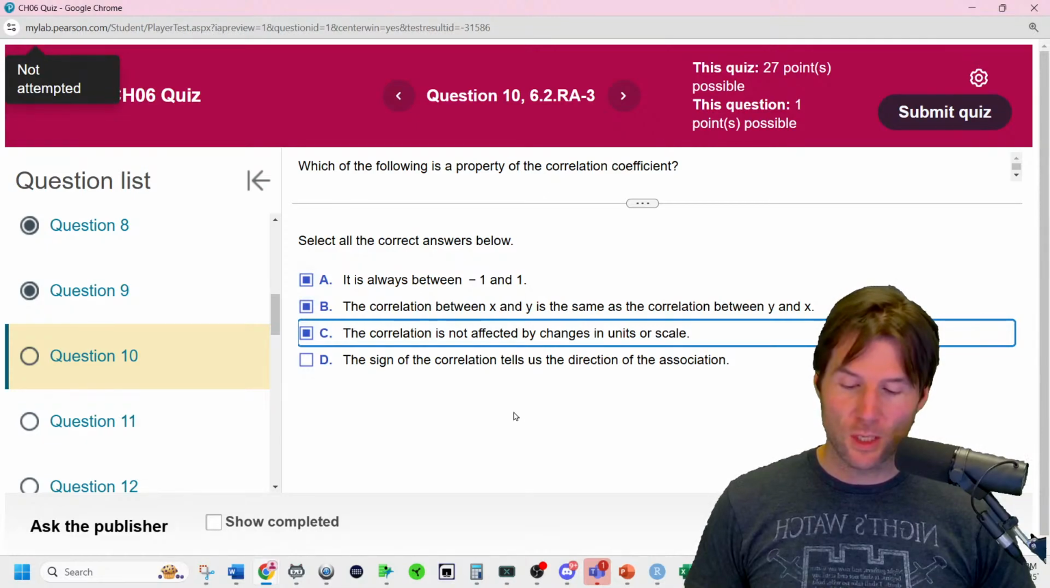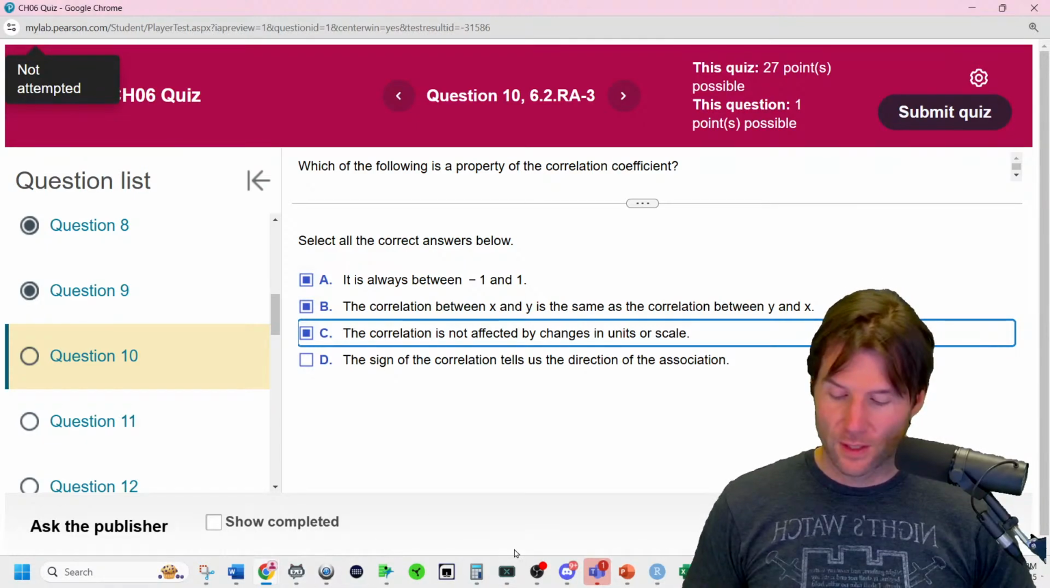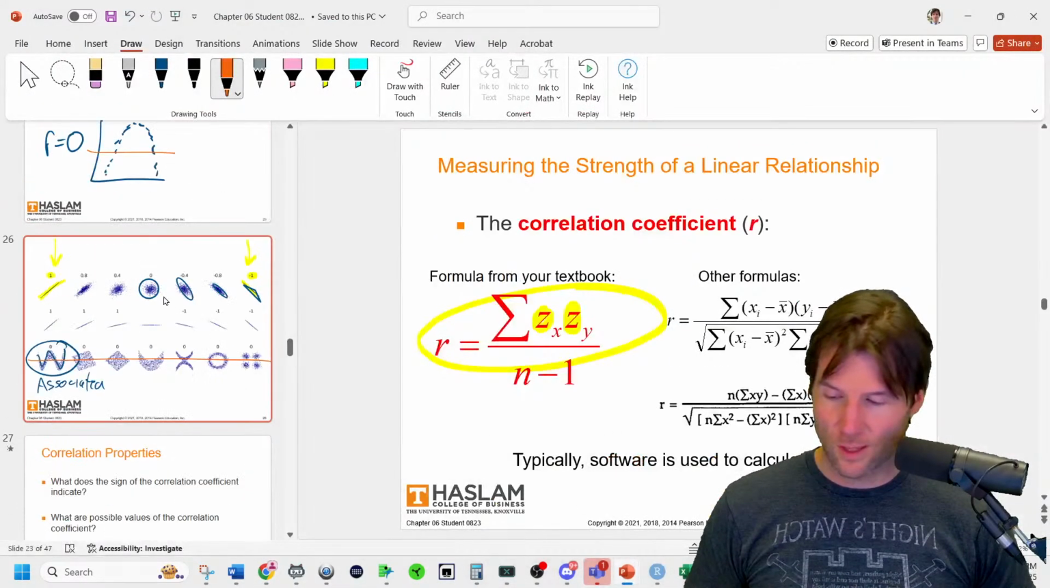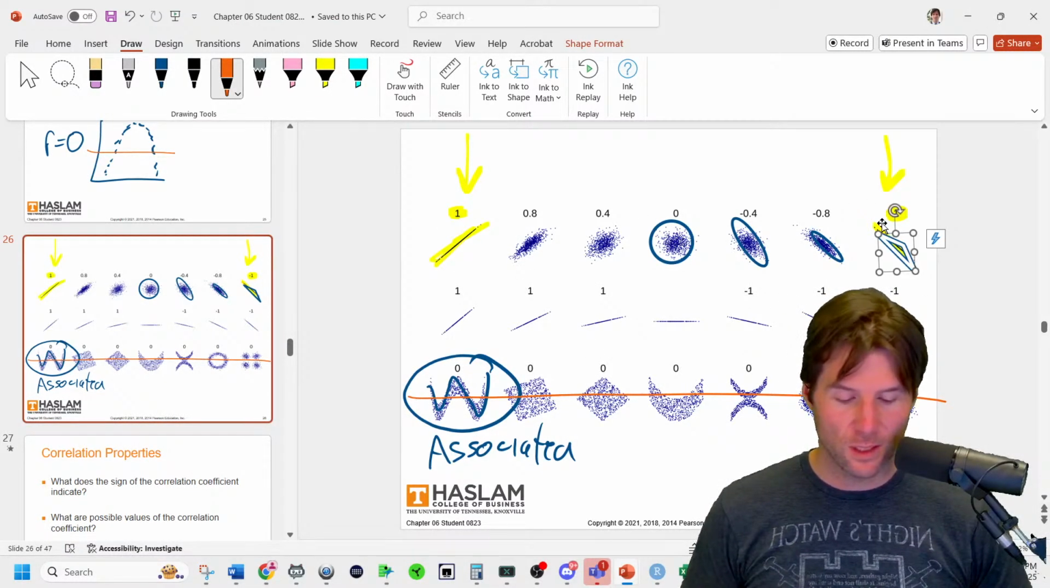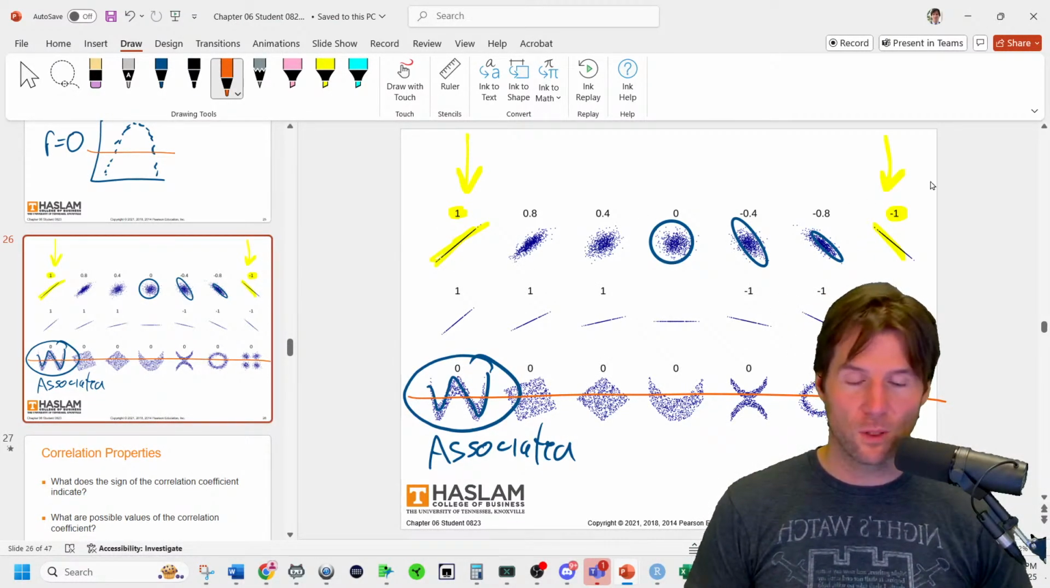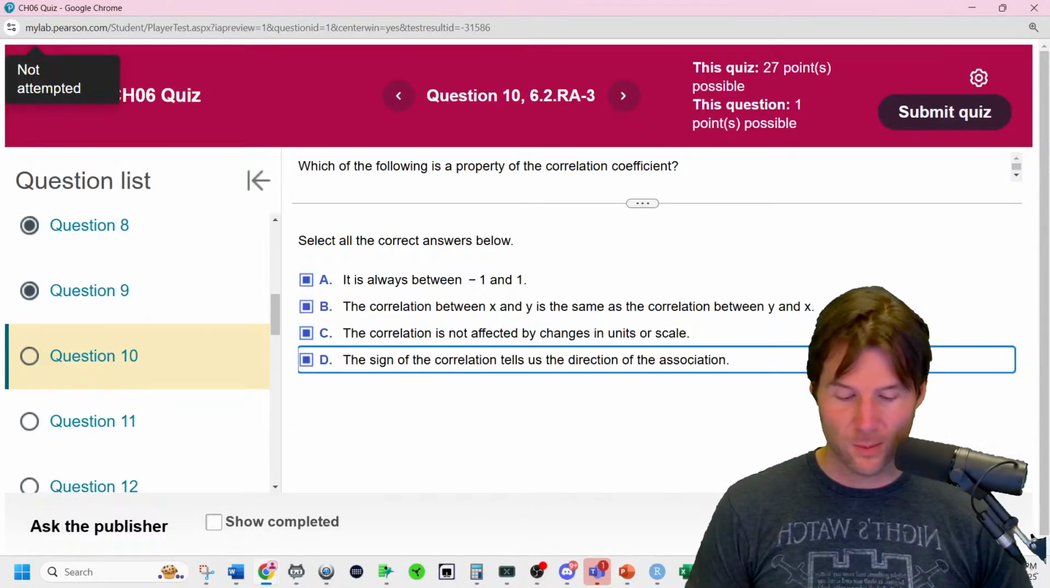The sign of the correlation tells us the direction, true or false? The sign of the correlation, as you can see here, +1 versus -1, does that indicate the direction of the correlation? Very, very true. These are all true facts about correlation that we should know.